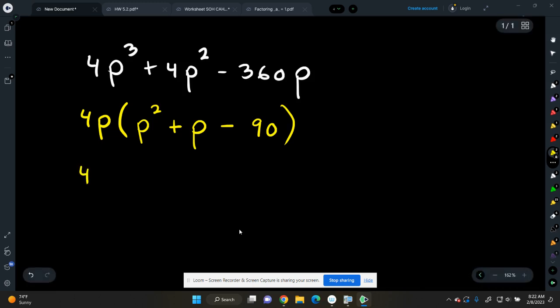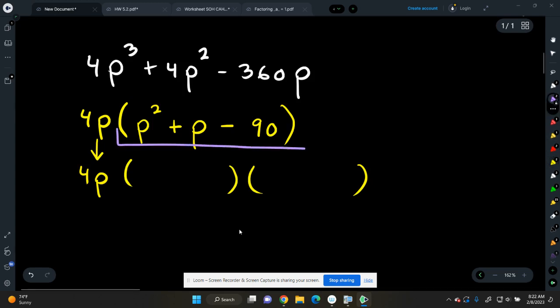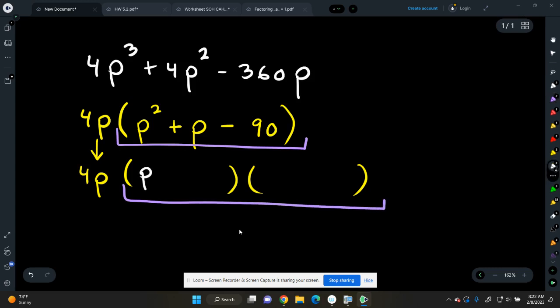Now we have to factor what's inside the parentheses. So we're going to make two sets of parentheses. Notice I bring the 4p down, right? We're not ignoring that 4p. So we're doing what's inside here. Okay, we're going to put a p in each parenthesis. What are we looking for? Something that adds up to 1 but multiplies to negative 90.